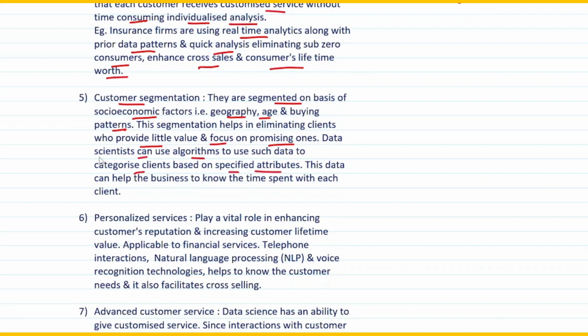Now you can see there are high net worth customers, or what we call high net worth individuals or NRI customers. Because they bring a lot of business, you can concentrate on them. That doesn't mean you ignore the other ones, but your focus can be more on them, since they bring in more revenue. So that is called customer segmentation, focusing on customers who give you more profitable ventures than the ones who are not so profitable, right? This data can help the business to know the time spent with each client. So customer segmentation will help you to know how much time you're spending on each customer.